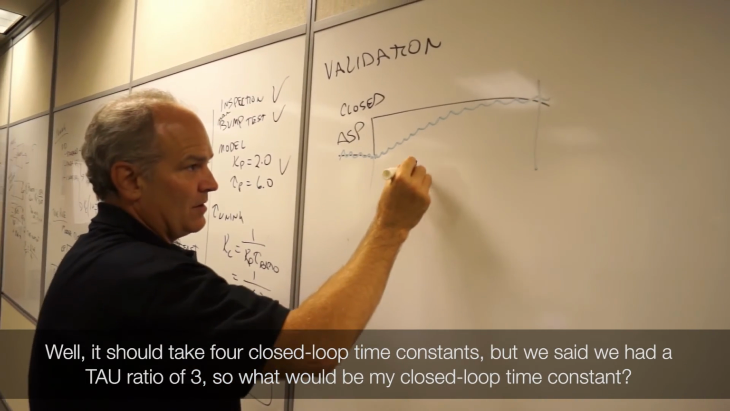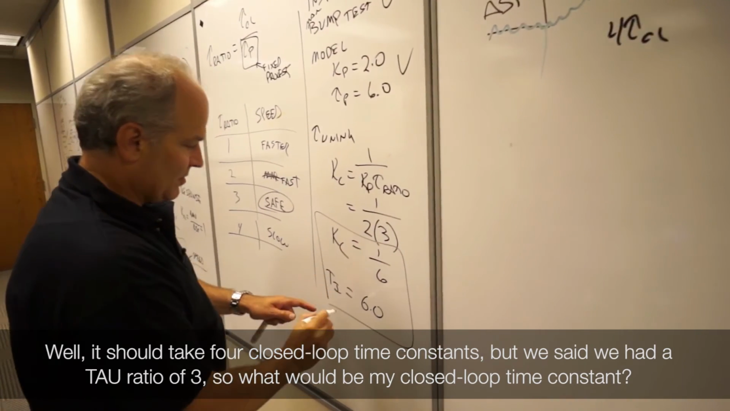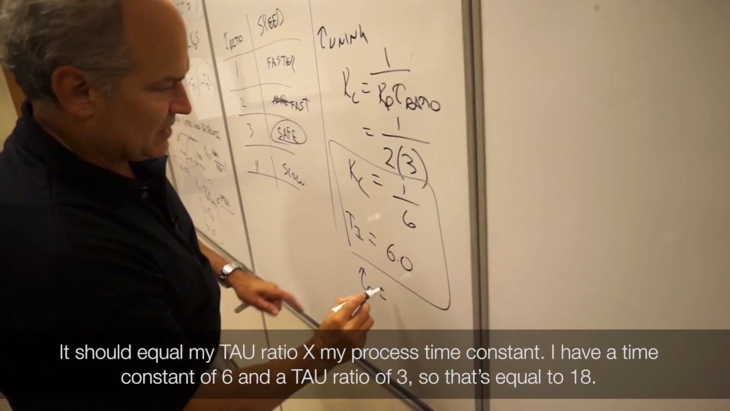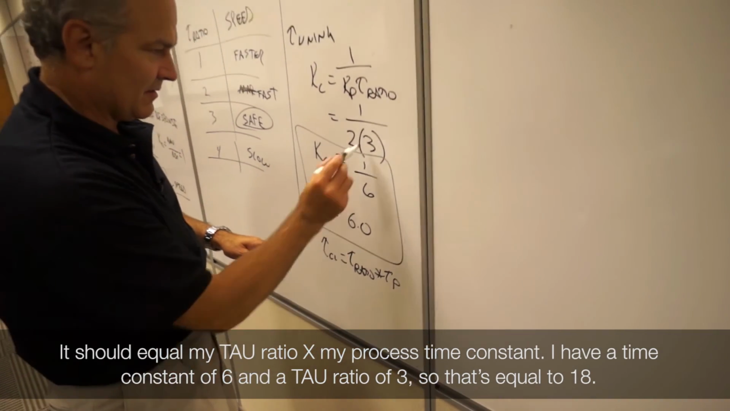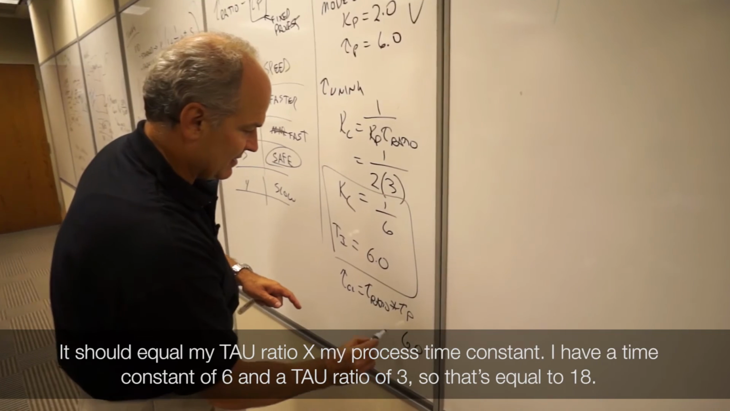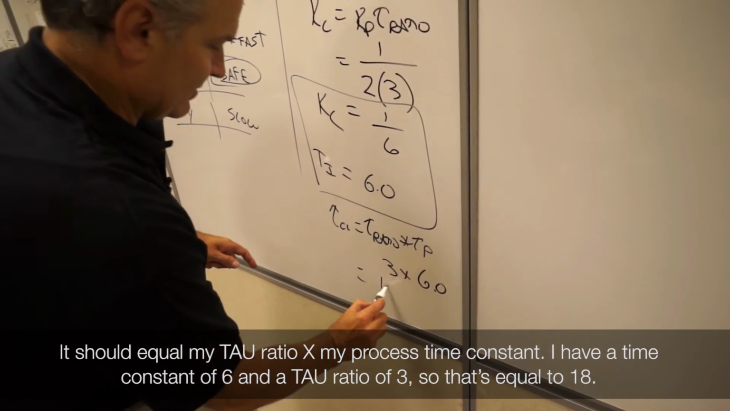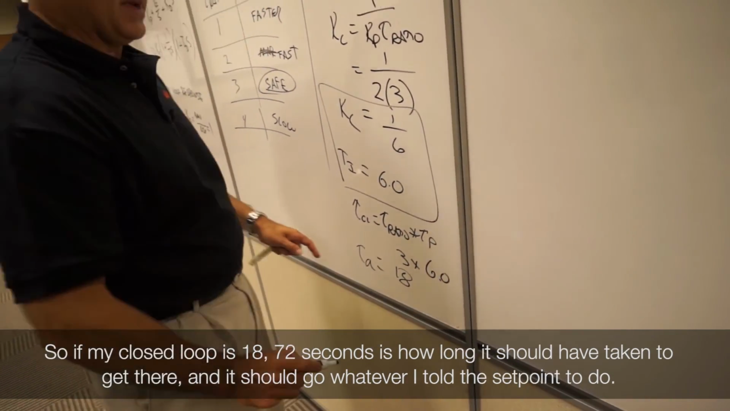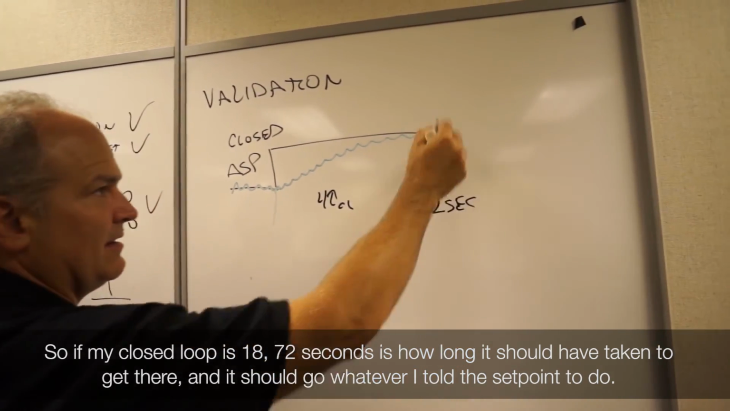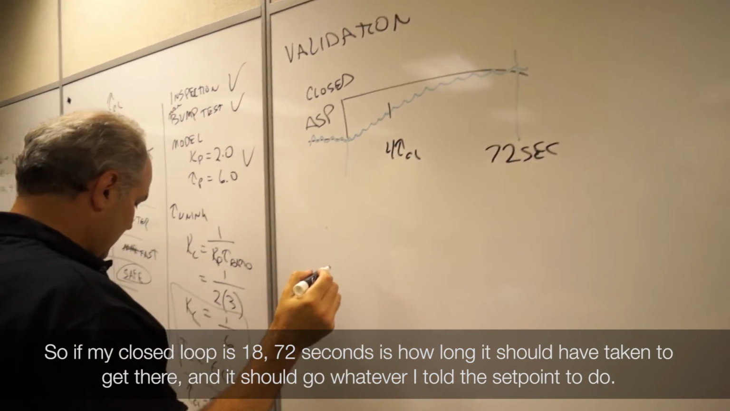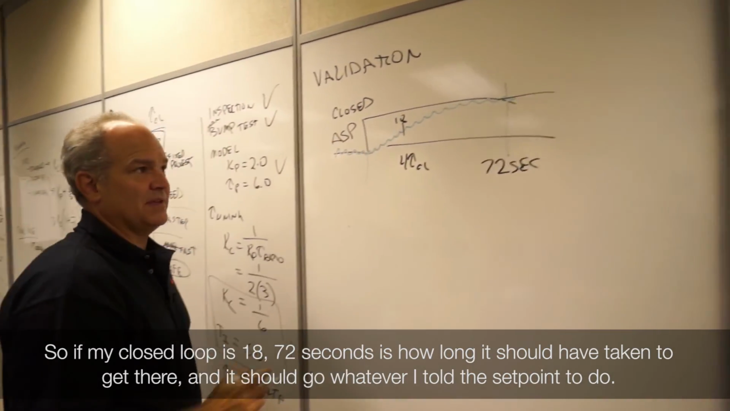Well, it should take 4 closed loop time constants, but we said that we had a tau ratio of 3. So what would be my closed loop time constant? It should equal my tau ratio times my process time constant. So I've got a time constant of 6, tau ratio of 3. So that's equal to, what is that, 18. I should have picked a little easier numbers. So my closed loop is 18. So 72 seconds is how long it should have taken to get there, because I have a closed loop time constant of 18. And it should go whatever I told the set point to do.